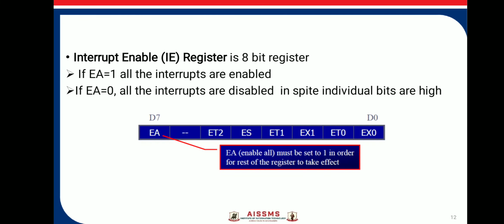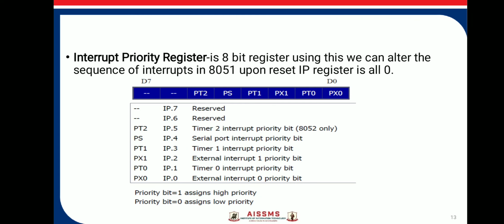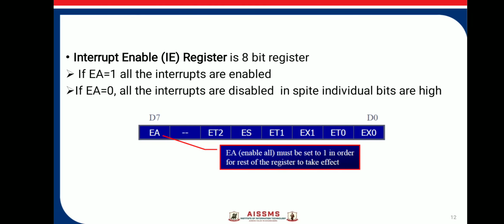The interrupt enable register is again an 8-bit register. If I make bit number D7 a 1, then we are enabling all the interrupts, which is called unmasking. And when we keep this bit number D7, that is EA, interrupt enable all, as 0, then we have masked all the interrupts, meaning the interrupts are not working.